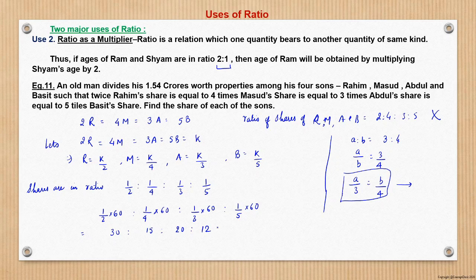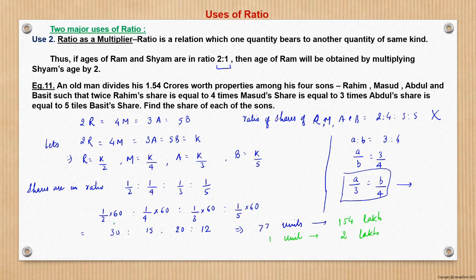So basically, what is the total units from here? The summation would be 77 units, I think, right? 50, 65, 70, 77 units. So 77 units represent 1.54 crores. That is 154 lakhs, right? So 1 unit will represent 2 lakhs. Now find the share of each son.